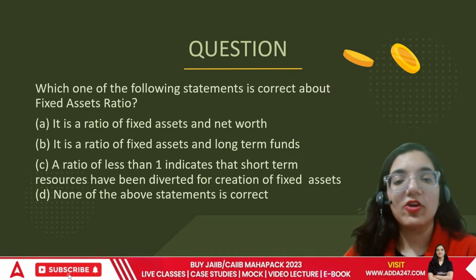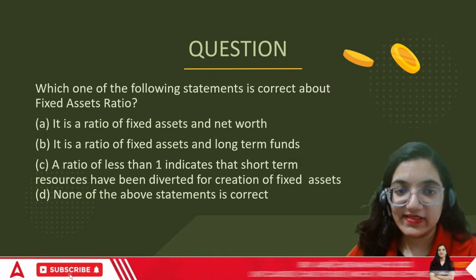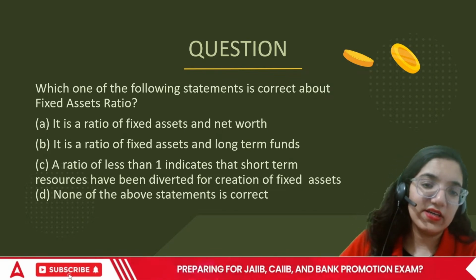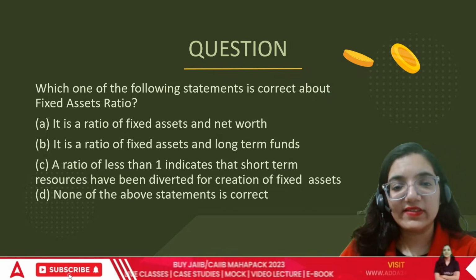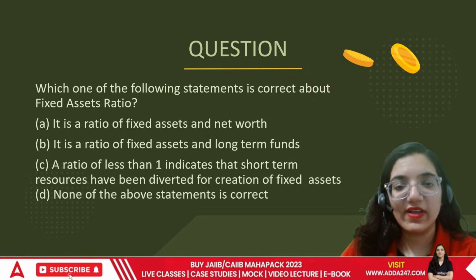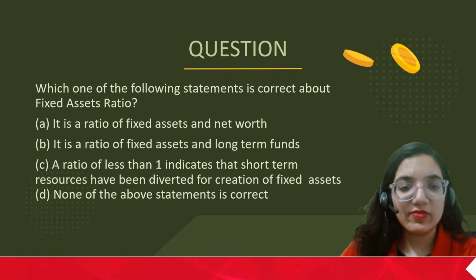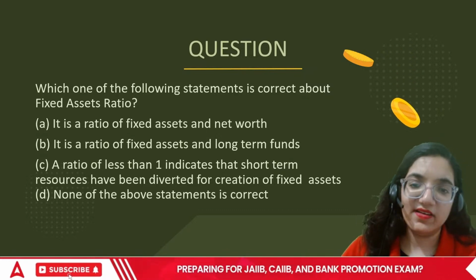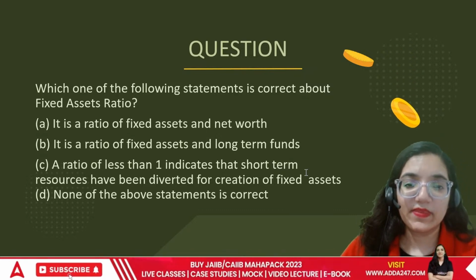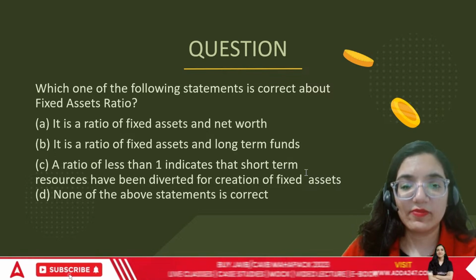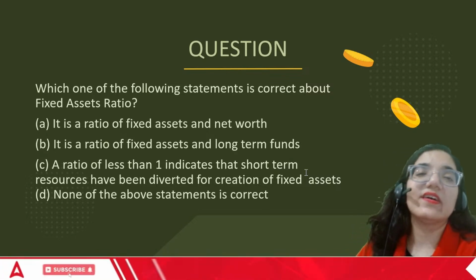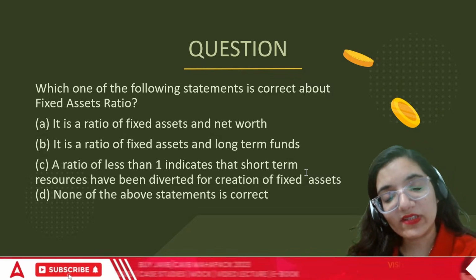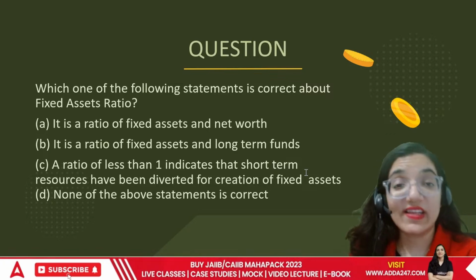Which one of the following statements is correct about fixed asset ratio? Fixed asset ratio is the ratio of fixed assets and net worth, or fixed assets and long-term funds. A ratio of less than 1 indicates the short-term resources have been diverted for long-term, or none of the above statements are correct. Fixed asset ratio is basically knowing what is the amount of long-term funds that are invested and what is the amount of fixed assets that we have invested.